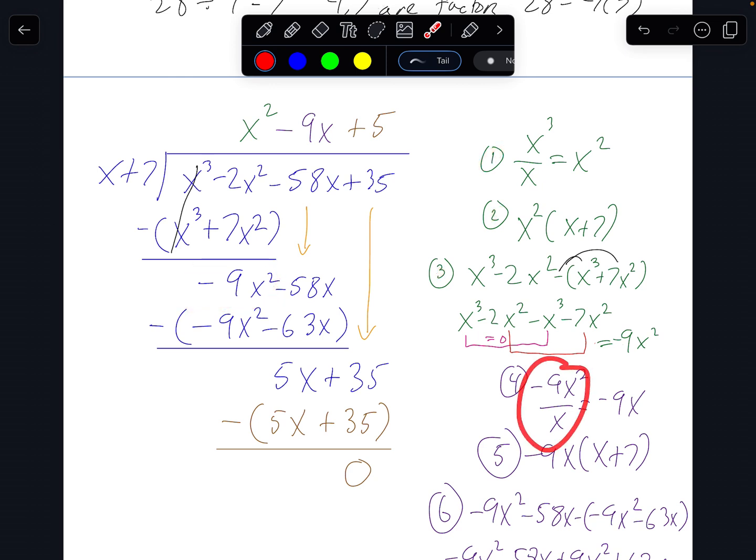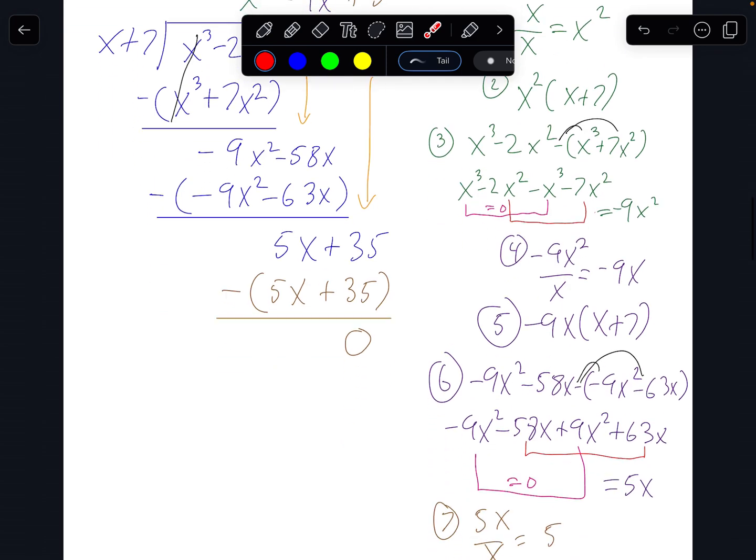9x squared divided by x, negative 9x. And that gets placed up here. We distribute negative 9x times x plus 7. Negative 9x squared minus 63x is that result. We're subtracting, which means we are distributing this minus sign over here and then adding and combining all those like terms.